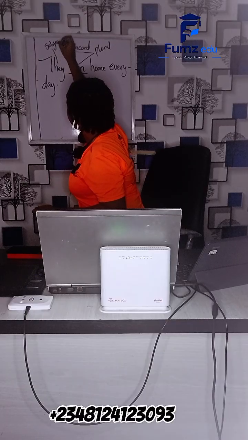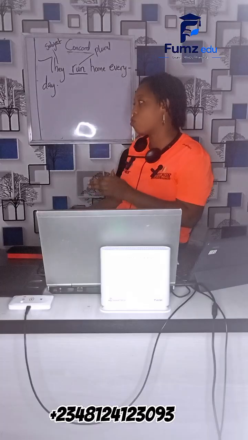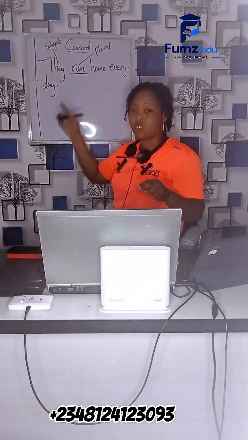So that is the first rule of the Concord, and it connects to every other aspect that you are going to talk about. So the moment you do not understand this, you might find it difficult when we are doing the other ones. So a singular subject takes a singular verb, while a plural subject takes the what? The plural verb.